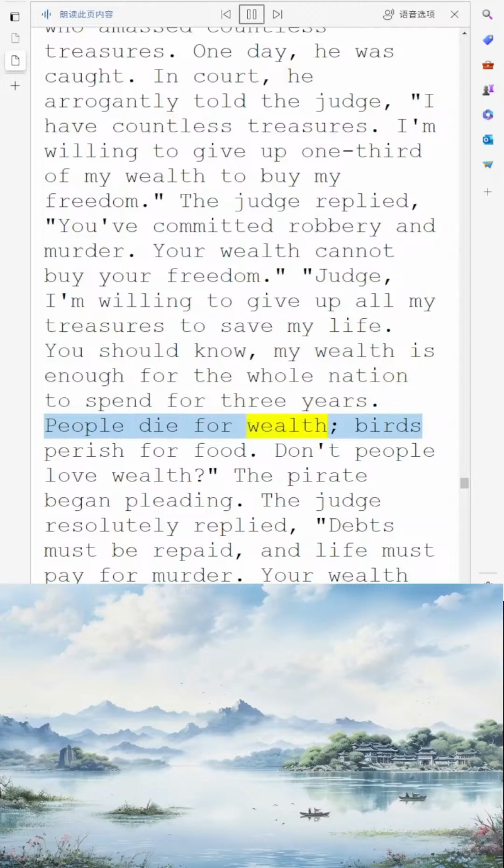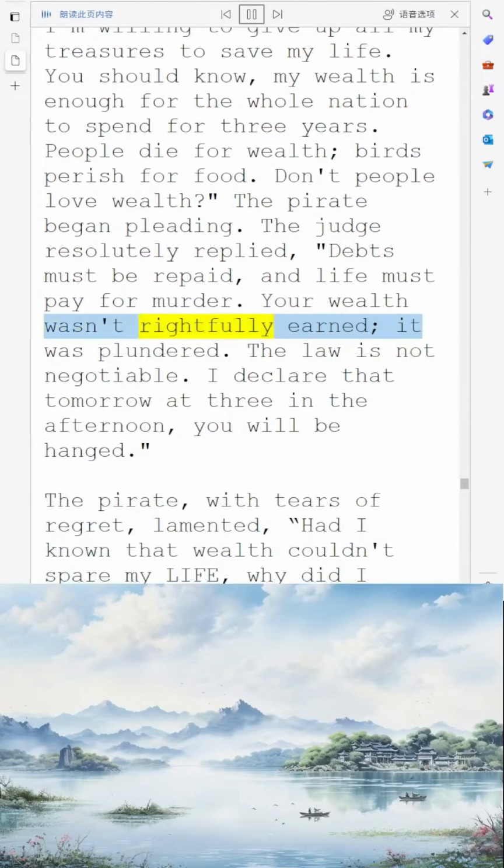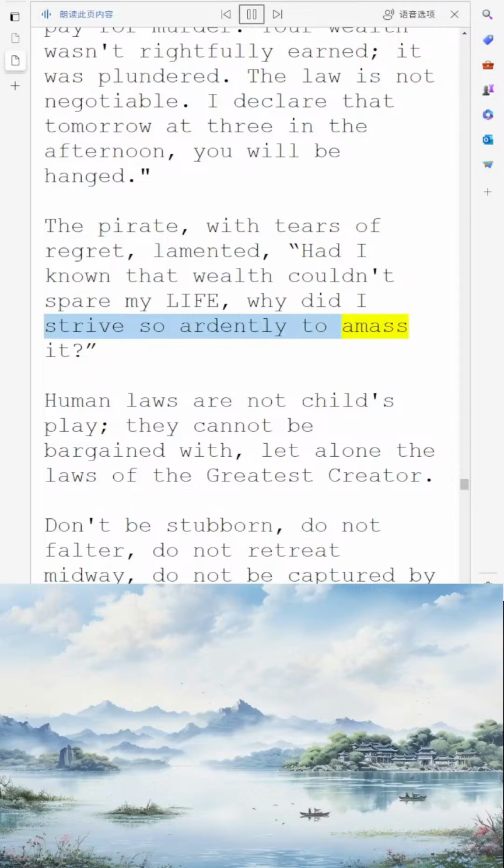People die for wealth. Birds perish for food. Don't people love wealth?" The pirate began pleading. The judge resolutely replied, "Debts must be repaid, and life must pay for murder. Your wealth wasn't rightfully earned. It was plundered. The law is not negotiable. I declare that tomorrow at 3 in the afternoon, you will be hanged." The pirate, with tears of regret, lamented, "Had I known that wealth couldn't spare my life, why did I strive so ardently to amass it?"